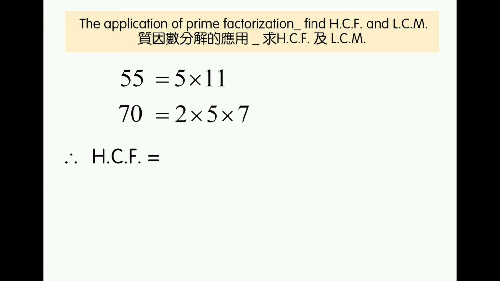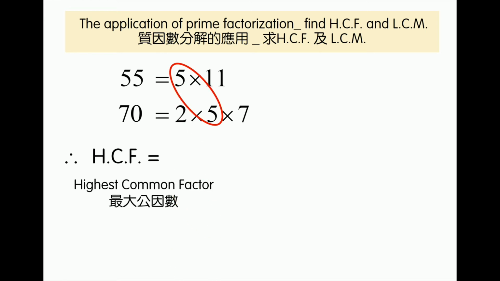To find the HCF is to find the highest common factor. What is the largest factor that these 2 numbers share? Obviously, it is 5, so their highest common factor is 5.